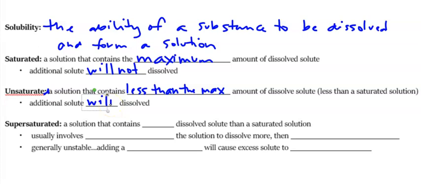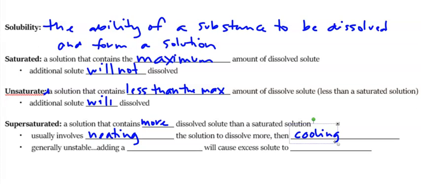All right, so then there's also such a thing as supersaturated. So this is a solution that contains more dissolved solute than a saturated solution. And if you're thinking, well, saturated is the maximum, how can you add more than the max? Well, it's a very unstable solution. Usually to get this to happen, you have to heat the solution to get more to dissolve, and then you have to cool it down. Okay, so it's generally unstable.